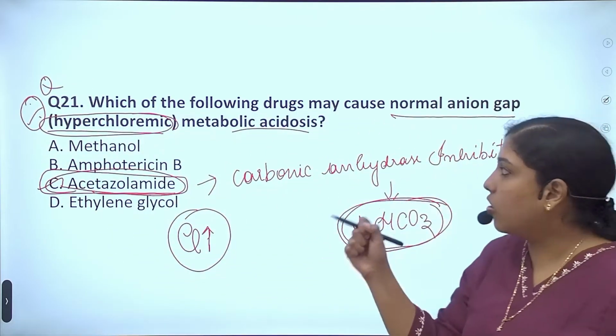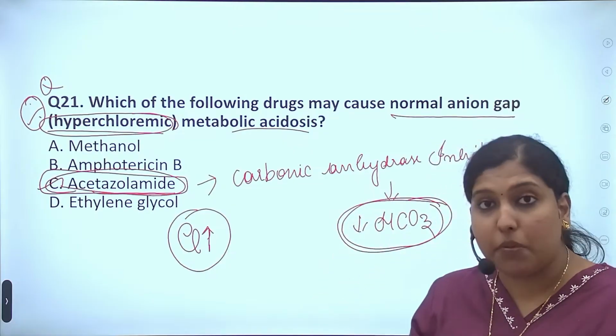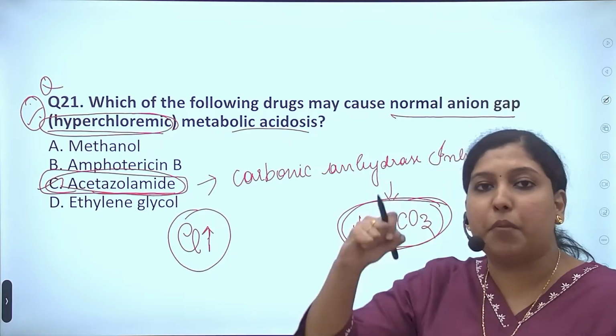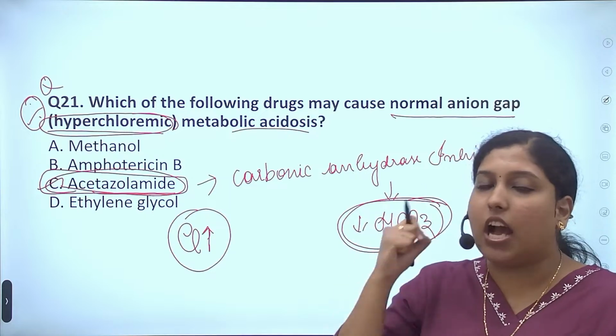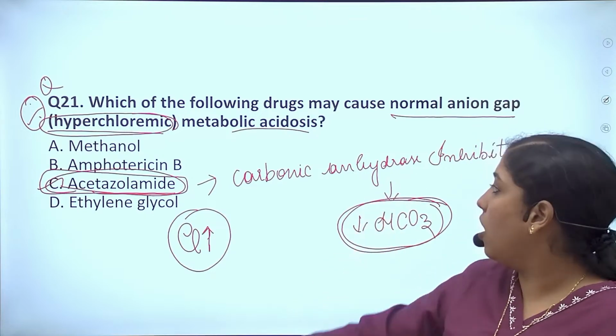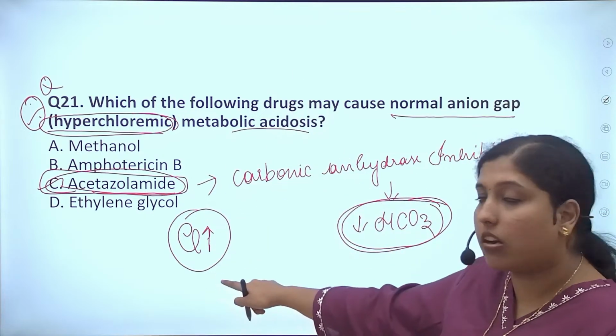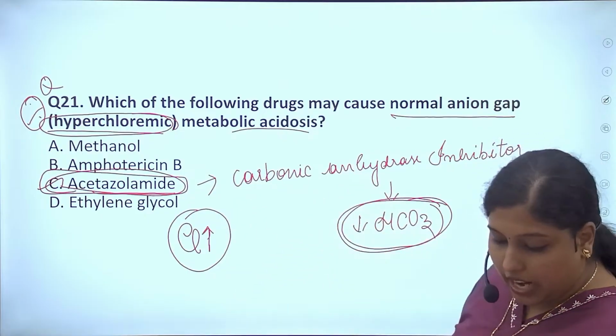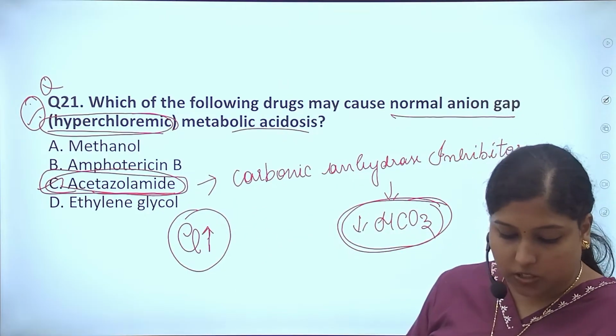Which drug causes hyperchloremic normal anion gap metabolic acidosis? The one and only answer is acetazolamide, which is a diuretic drug under the carbonic anhydrase inhibitor classification.